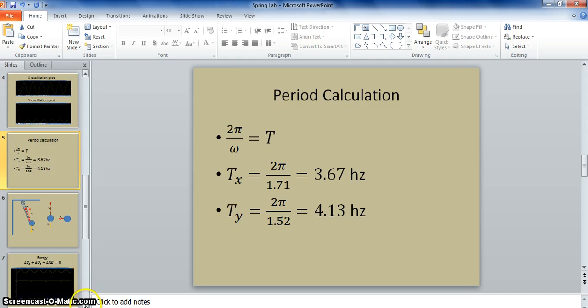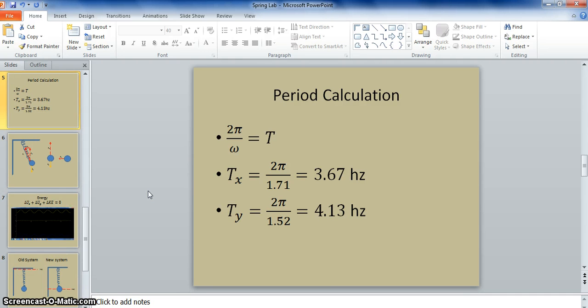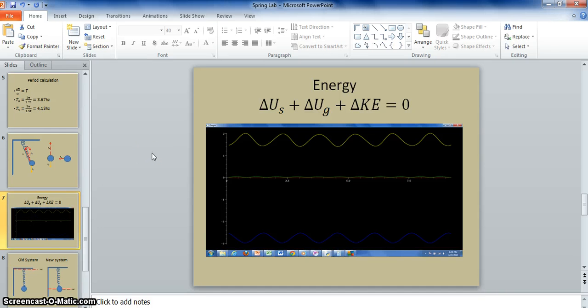When we think of our system as a whole, our system is the Earth, the spring, and the mass. Within this system, no work is done, and there should be no change in energy, because they're the only things acting at this time. So the change in the potential energy of the spring, plus the change in the potential energy of gravity, plus the change in kinetic energy, should all equal 0 when summed together.